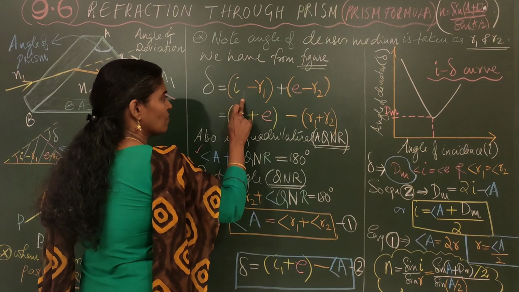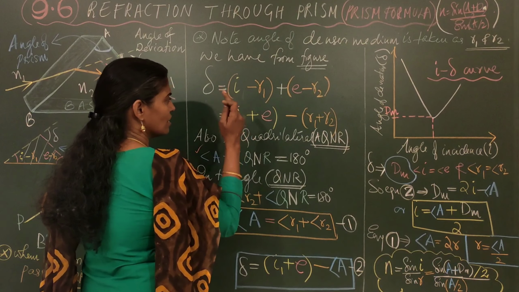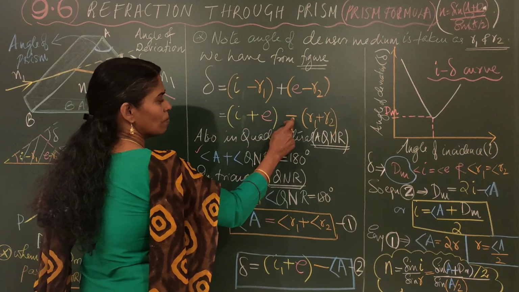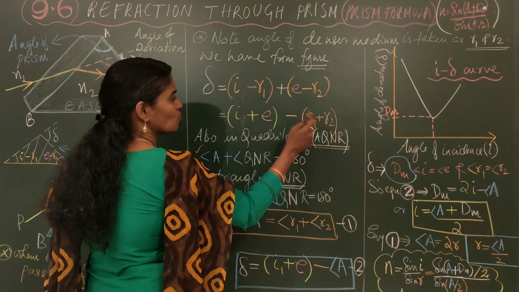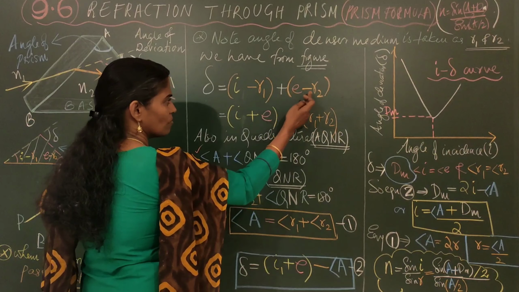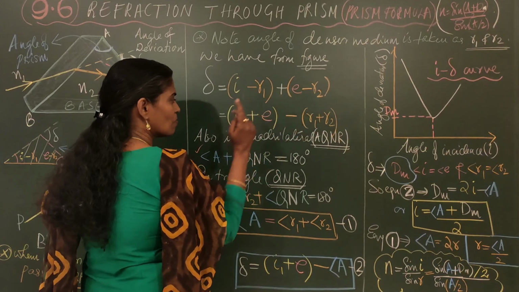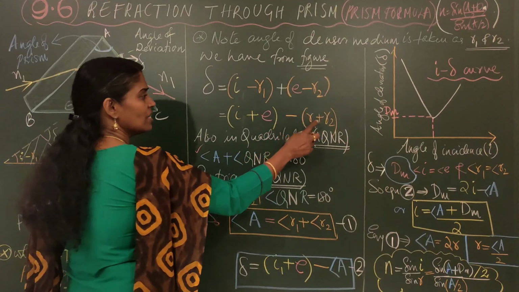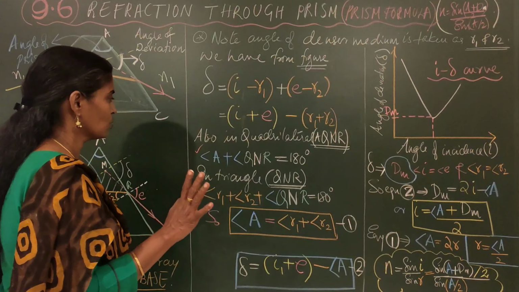I know I1, need not take I1, it is I. So I plus E minus R1 and R2 put together. So you have minus of R1 plus R2. Minus taken out, R1 plus R2. Need not put I1. Okay. Delta equals I plus E minus (R1 plus R2).